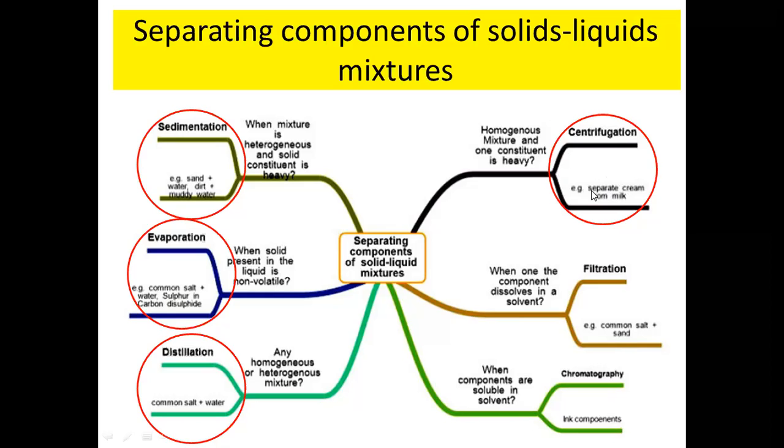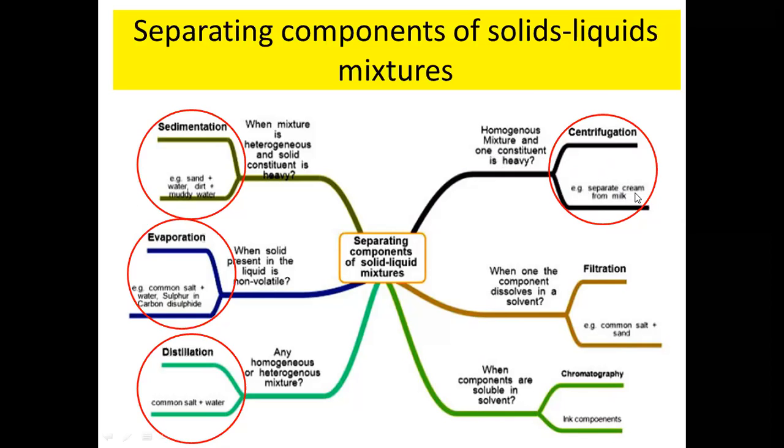to apply a force. We use a machine which can forcibly settle down the particles at the bottom, and when these are settled down you can separate both of the mixtures, and this is the homogeneous mixture, and one of the constituents is heavy. That's why you can settle it down by using centrifugation.